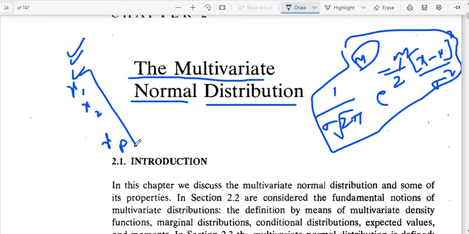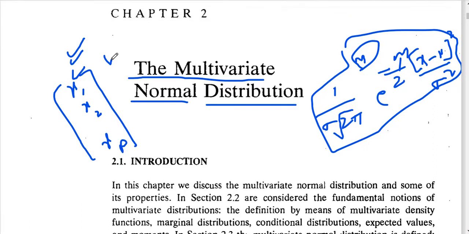In this video I will give you a brief introduction to the multivariate normal distribution. Then we can discuss examples of how to find the mean vector, the correlation, the covariance and all those things.